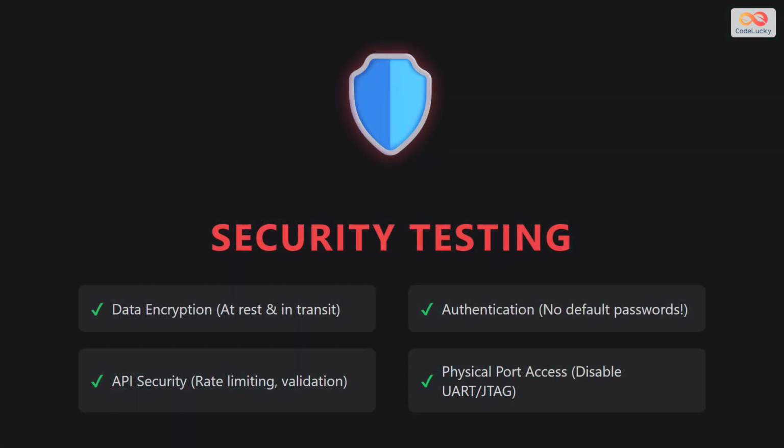Throughout all these stages, security is non-negotiable. You must verify that data is encrypted both when stored and when traveling over the network. Ensure you have removed any default passwords and disabled physical debugging ports that attackers could use.